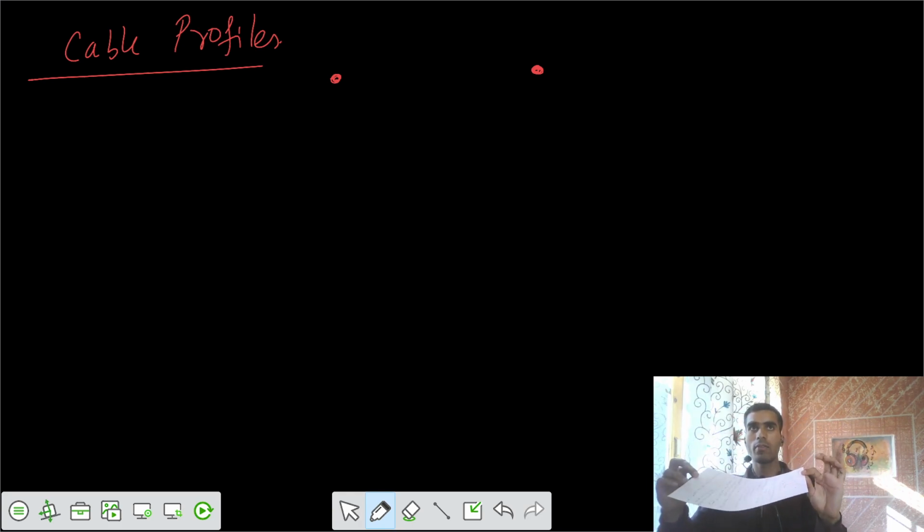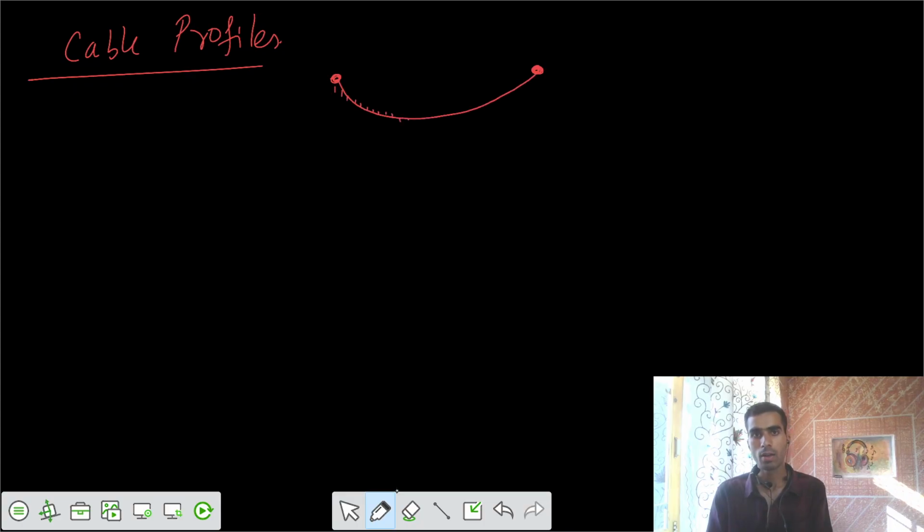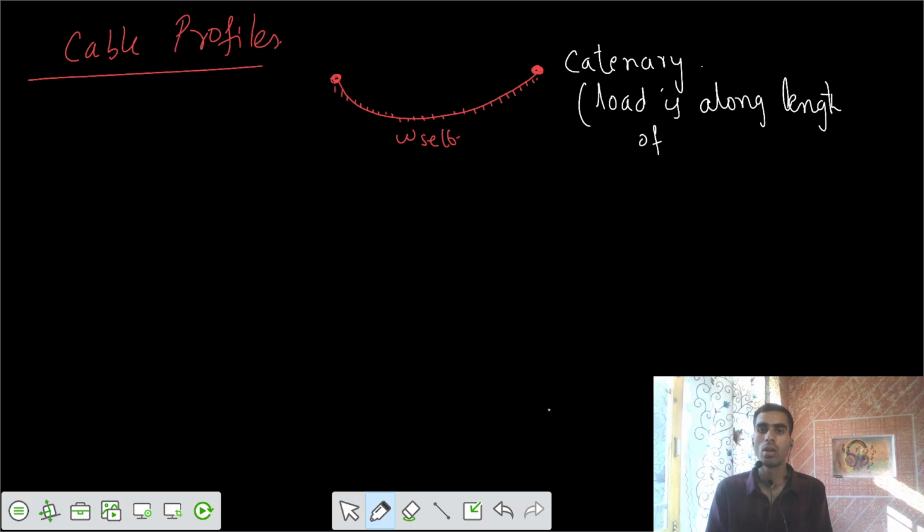This profile under the self weight we call a catenary. Under its self weight, W self, because of the self weight between the two supports, it takes the shape of what we call a catenary. So the load is along the length of the cable. This is only possible because of the dead load, because of the self weight, and that weight is homogeneous if the cross section is the same.